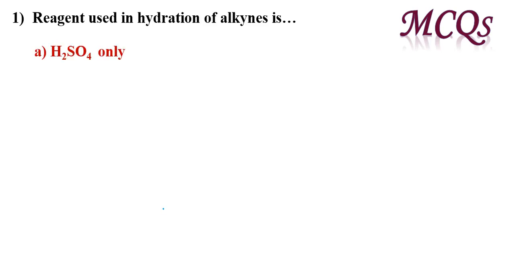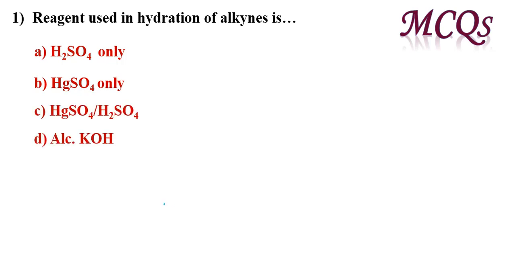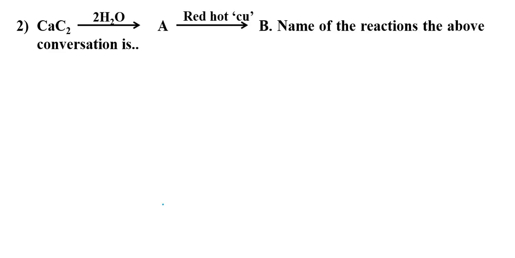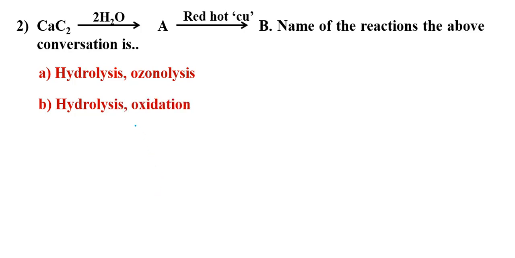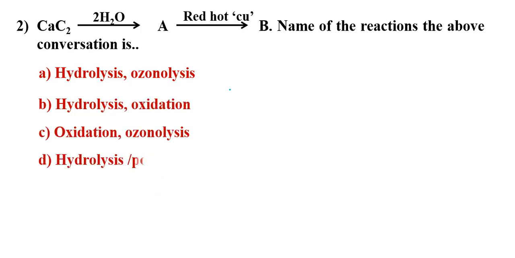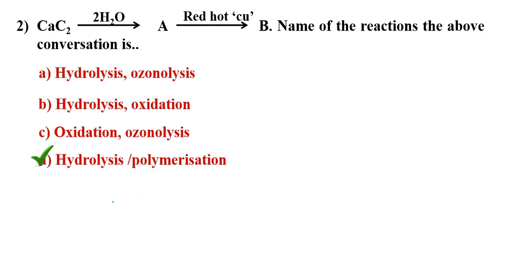Reagent used in hydration of alkynes is H2SO4 and HgSO4, both we are using. Calcium carbide reacts with water producing A, then red hot. Here acetylene is forming, and in red hot condition benzene is forming. B is the benzene. You can see the hydrolysis reaction and polymerization reaction. Type of reaction is hydrolysis and polymerization.